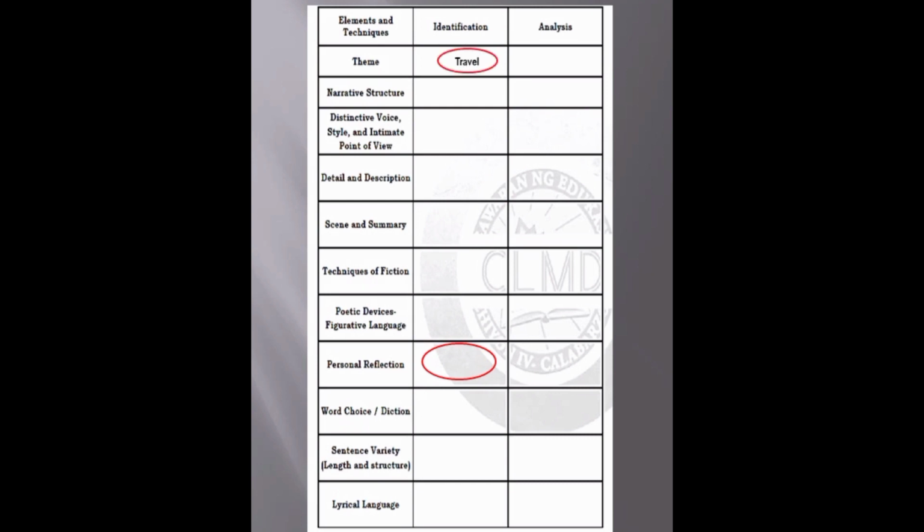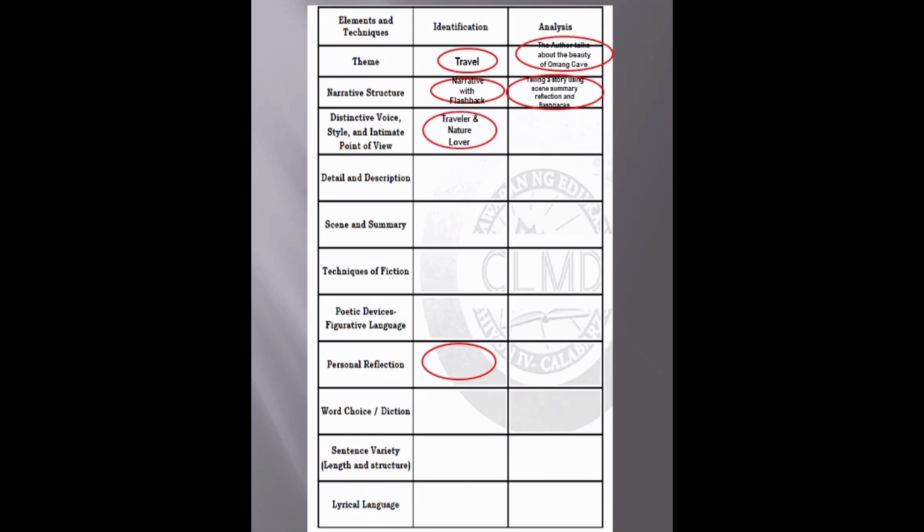Under identification, the theme is about travel. Upon analyzing this, the author talks about the beauty of the Omang Cave, which is located in the Caramoan Island. The narrative structure is the narrative with flashback. Why? Because it is telling a story using scene summary, reflection, and flashbacks.